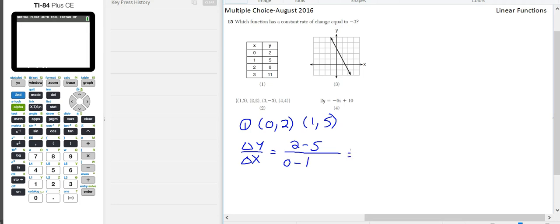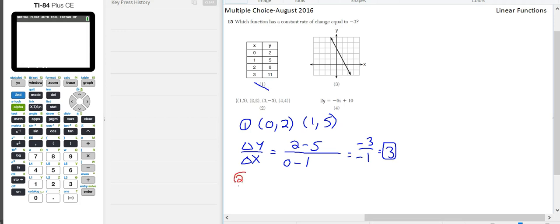2 minus 5 is -3. 0 minus 1 is -1. -3 over -1 is +3. The question wants to find which one of these choices has a rate of change equal to -3. Since the slope in this table is +3, not -3, choice 1 is not the answer. Let's move on to choice 2.